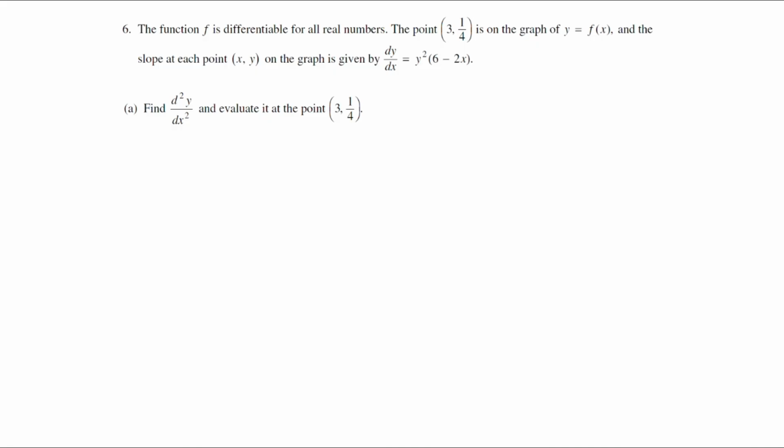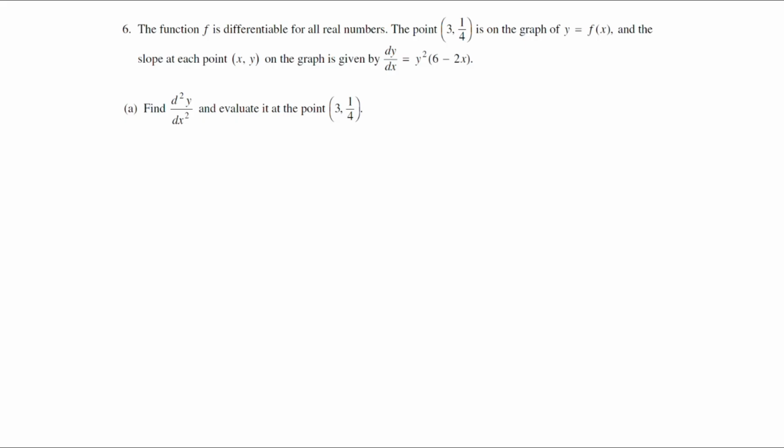All right, this is question number 6 from the 2001 AP Calculus AB exam. It's a differential equation FRQ, where we're given a function f that's differentiable for all real numbers. And we know that the point (3, 1/4) is on the graph of y equals f of x, and that the slope at each point (x, y) on the graph is given by dy/dx equals y squared times (6 minus 2x). And first, we're asked to just find the second derivative and evaluate it at that point.